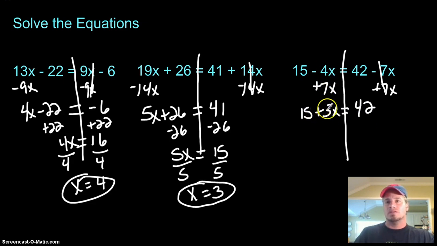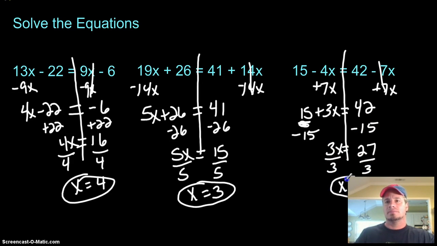Okay, get rid of the 15 and the 3. I want to do the 15 first. I don't want to divide. Almost did that. Subtract 15 from both sides. I get 3x equal to, well, that is going to be, let's see, 27. Okay, 42 minus 15, 27. Divide by 3. Divide by 3. X equals 9. And we're good.